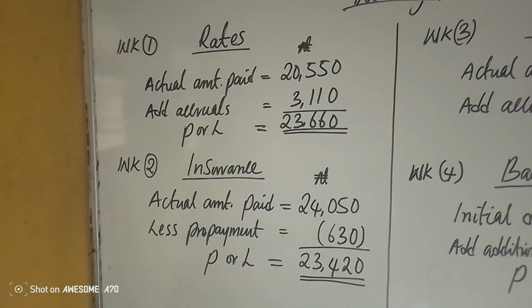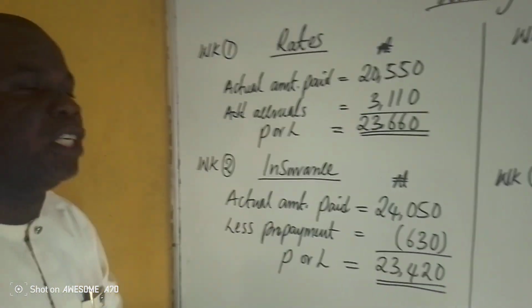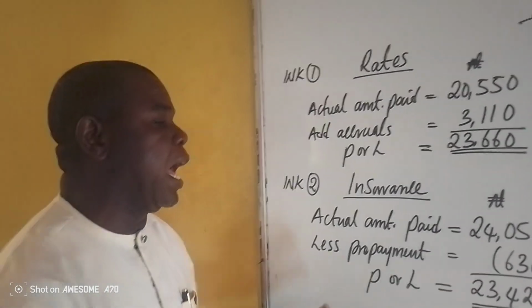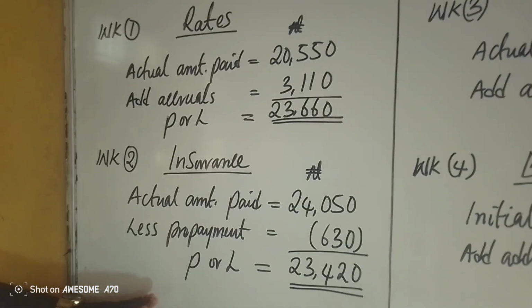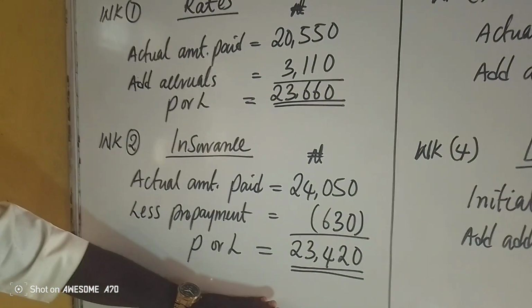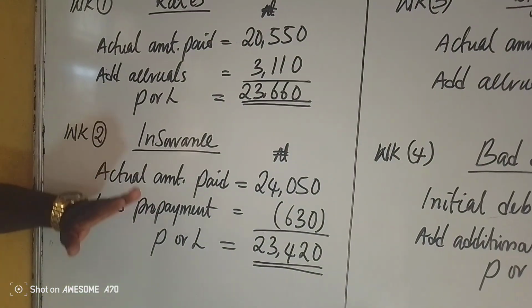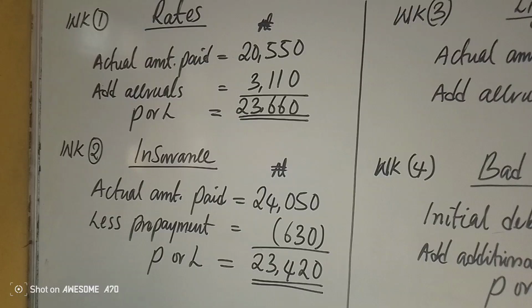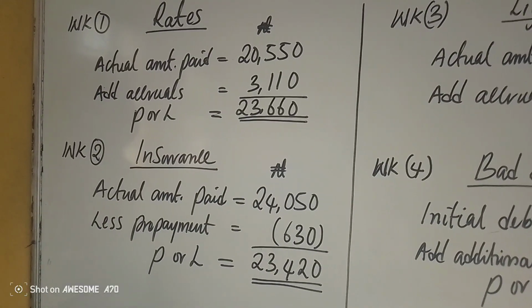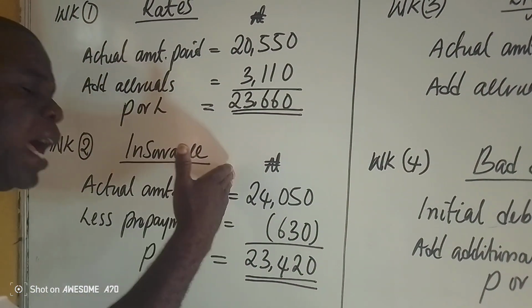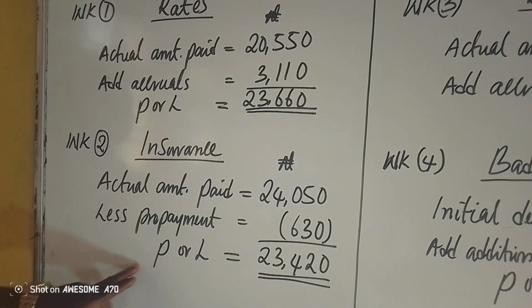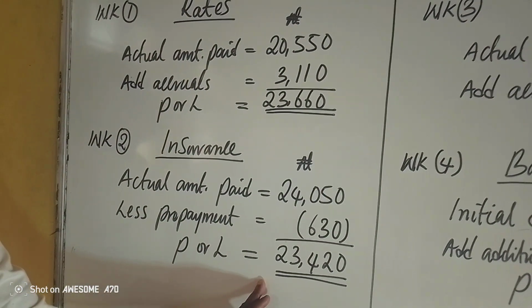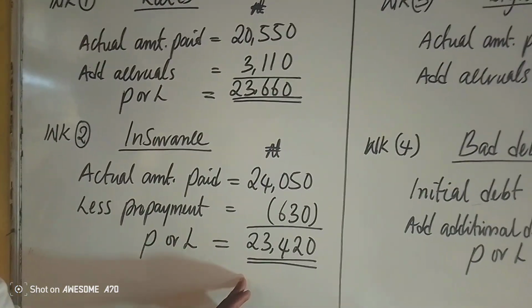Mind you, adjustments are done based on the matching concept or what we call the accrual concept. So here I'm telling you that all prepayments are deducted, prepayment on the current year, be it insurance, be it rent, be it any expense that is prepaid, pick the amount in the additional information, deduct it from the actual amount paid in the trial balance. What we get is what you are going to charge under operating expenses in the profit or loss statement.